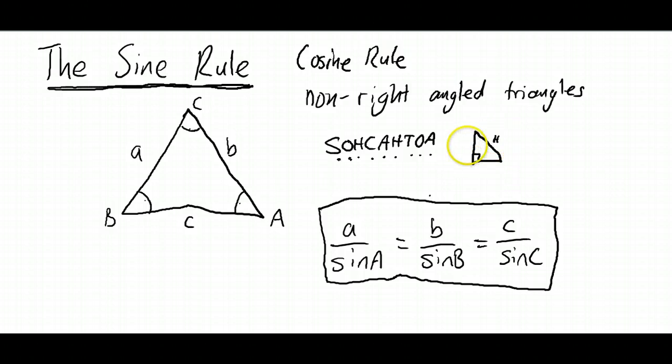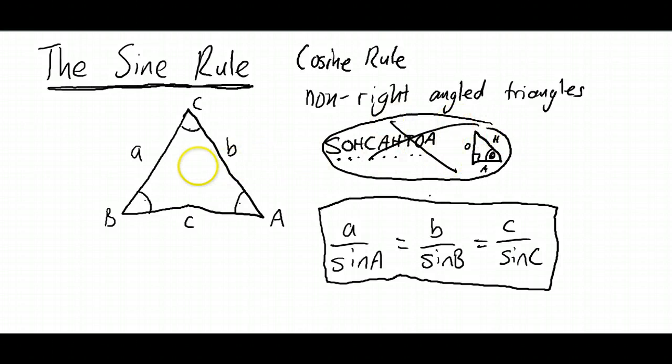But when it comes to solving a triangle that doesn't have a right angle, SOHCAHTOA is no help to us. We need to use the sine rule and the cosine rule. In this video we're only going to look at the sine rule. We'll look at the cosine rule in another video. So we're just going to focus on the sine rule.